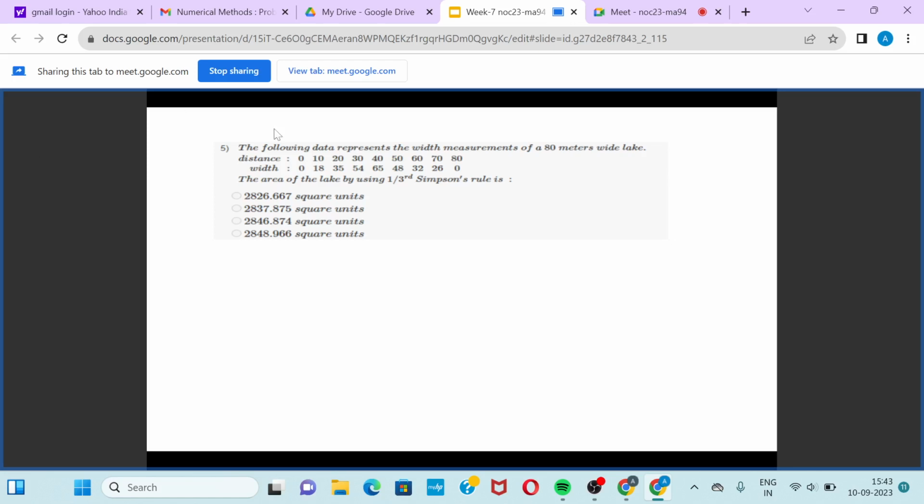So you can treat these distance points as nodal points and this width as function value at those nodes. Okay. In short, you have to calculate the area, that is, you have to calculate the integral considering these as function values at the particular nodes. So just apply the 1/3 Simpson's rule, taking it as f of x naught, f of x1 and all, and you'll get the answer.